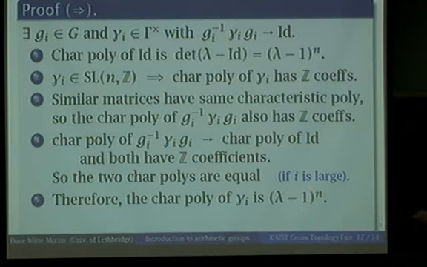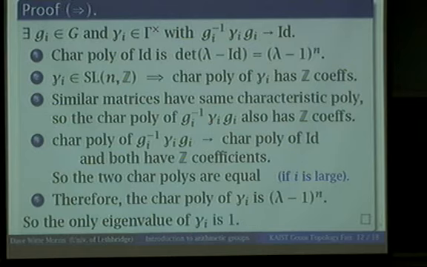So the eigenvalues are the roots of the characteristic polynomial. And so what are the roots of this polynomial? It's obvious. The only root is 1. So the only eigenvalue, the only root of that polynomial, is 1, and that's exactly what it means to say that gamma is a unipotent matrix.